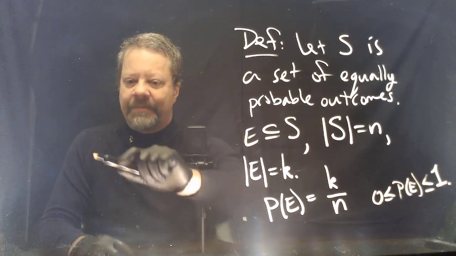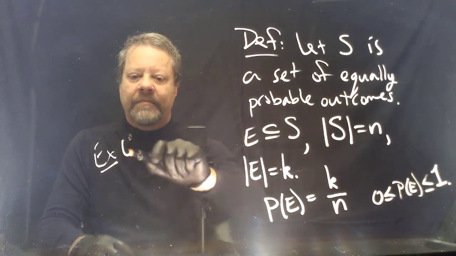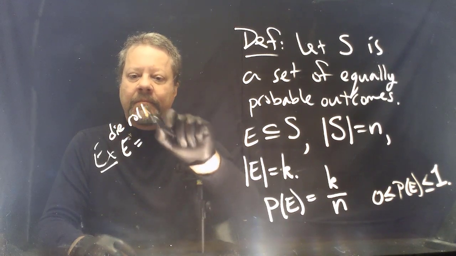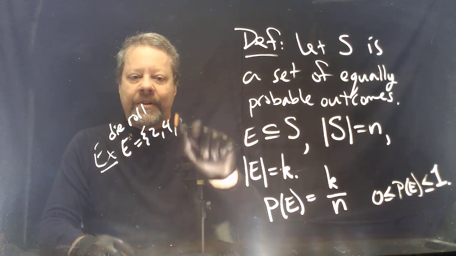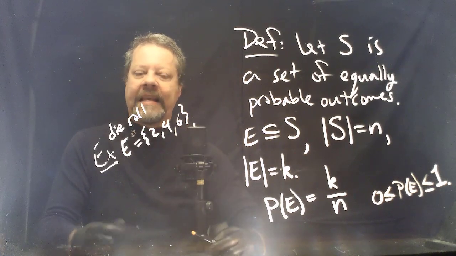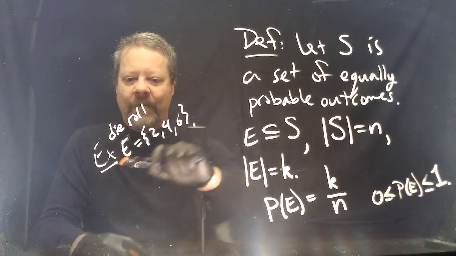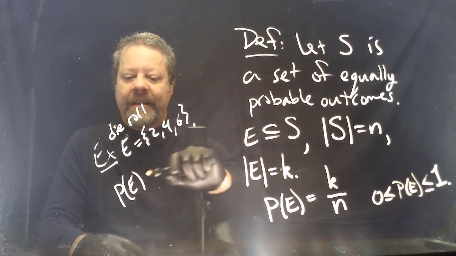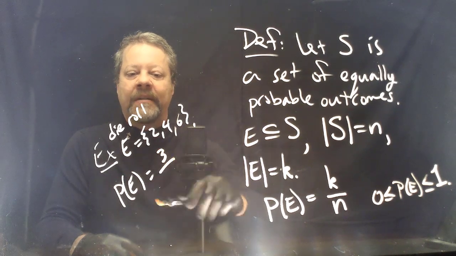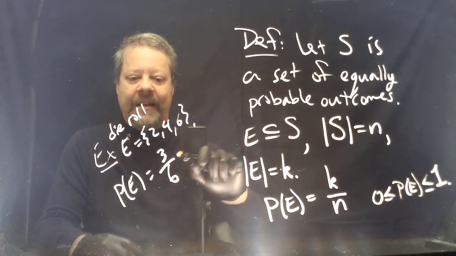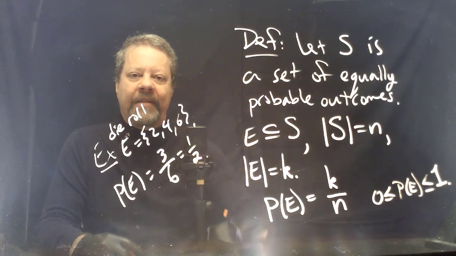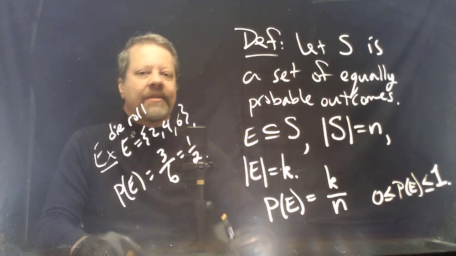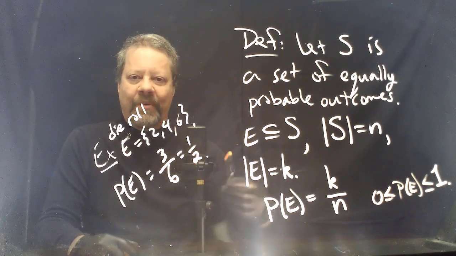Let me give you an example of an event. On the roll of a die, suppose the event is 2, 4, or 6. In other words, we roll an even number. What's the probability of this event? Well, the probability of that event will be the number of elements, 3, divided by the number of elements in the sample space, 6. So you have a 1 in 2 chance. So you have a 50-50 chance of rolling an even number when you roll one six-sided die.